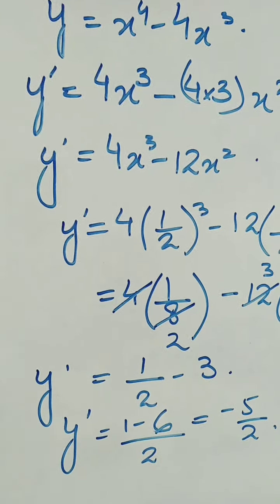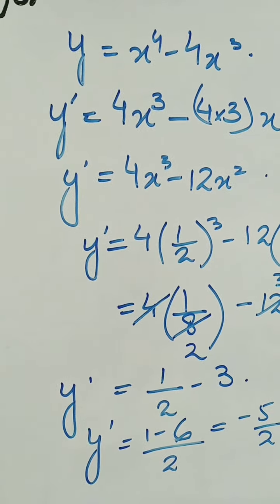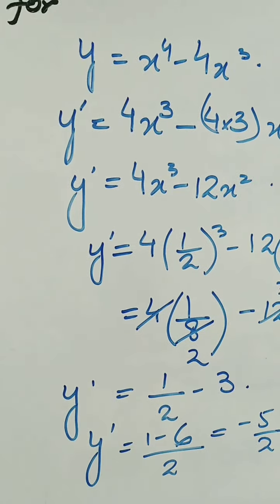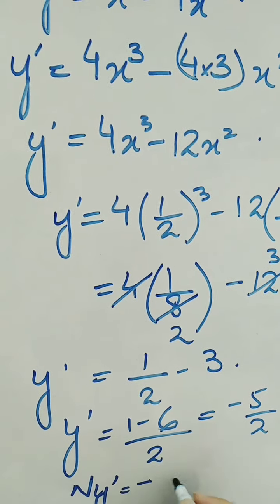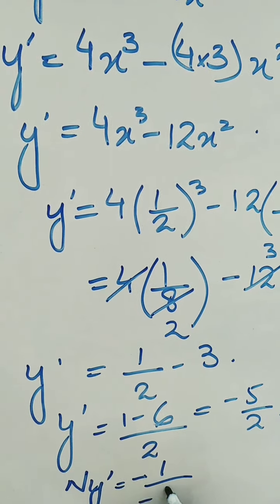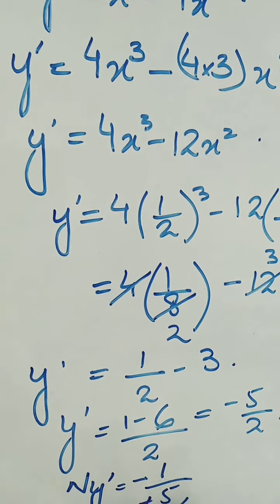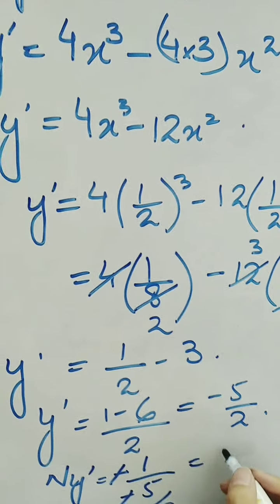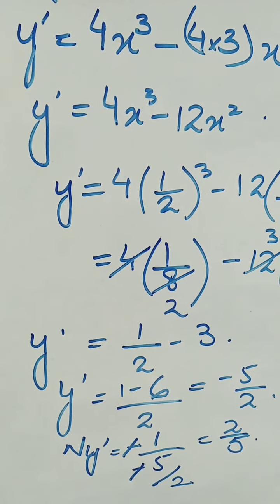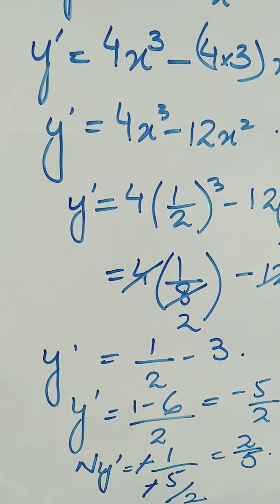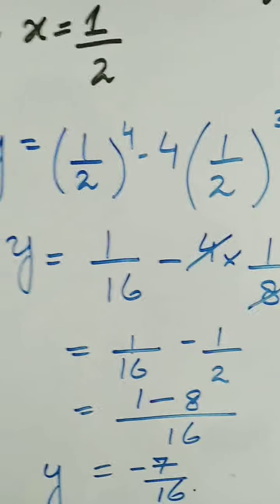But this is the y dash for the tangent, and we have to find the equation of the normal. As we know, for the normal we will have minus 1 over minus 5 over 2. This minus cancels out with this minus and we will have 2 over 5. So our gradient value is 2 over 5, the value of x is 1 over 2, and we have just derived the value of y, which is minus 7 over 16.